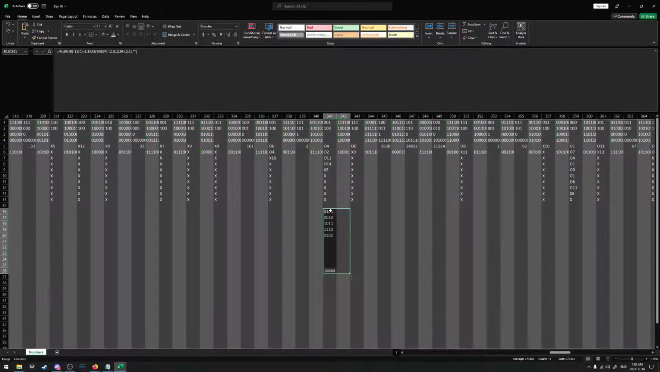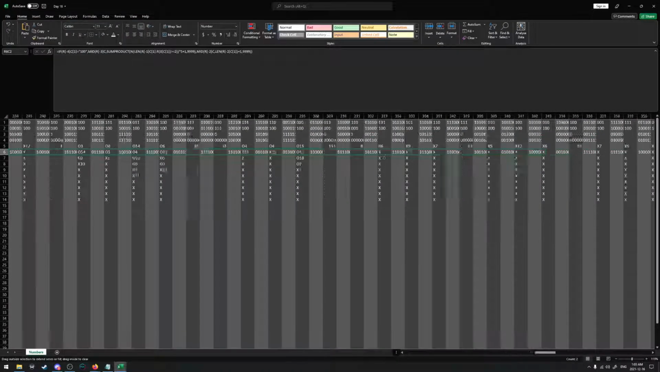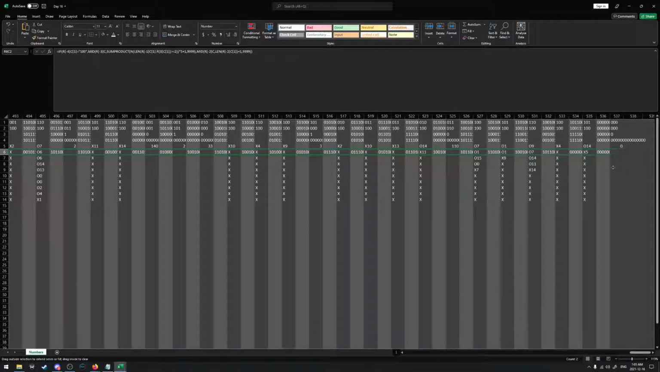Uh-oh. Okay, let's go fix that first. These guys should never be looking at beyond... not 32. Let's go to row 14. So we only need row 8. Cool, let's only do row 8 then. There we go.